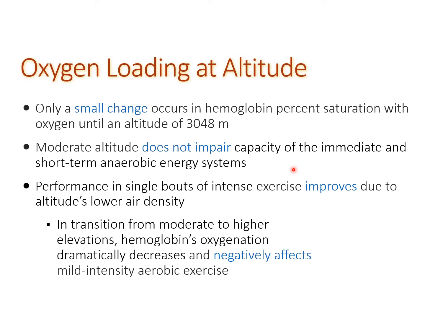So, oxygen loading at altitude. There's only a small change that occurs in hemoglobin percentage saturation with oxygen until an altitude of 3,048 meters. And we talked about that 3,000 meter number being the number that indicates when it gets more difficult to saturate the hemoglobin. So moderate altitude work does not impair the capacity of the immediate and short-term anaerobic energy systems, and performance in single bouts of intense exercise improves due to the altitude's lower air density. In transition from moderate to higher elevations, the hemoglobin's oxygenation dramatically decreases and negatively affects mild intensity aerobic exercise. So you don't get affected too badly at moderate altitudes, but you can really get affected once you move from these moderate altitudes to higher altitudes.